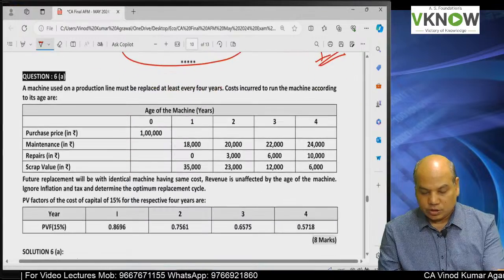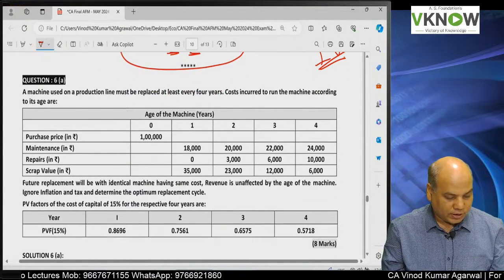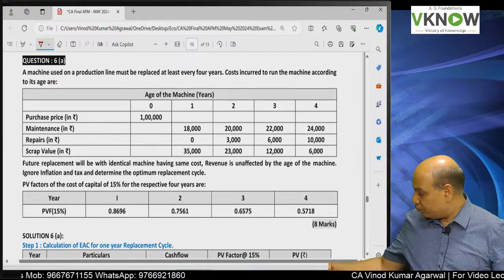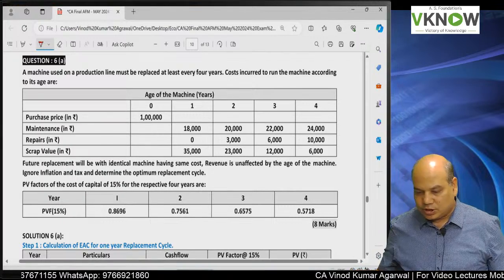Okay, so this was my question number 5B for 6 marks only. Question number 6A, taken from Advanced Capital Budgeting study material.